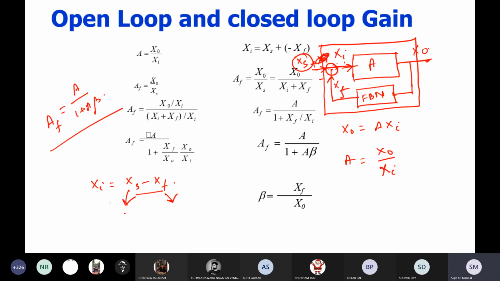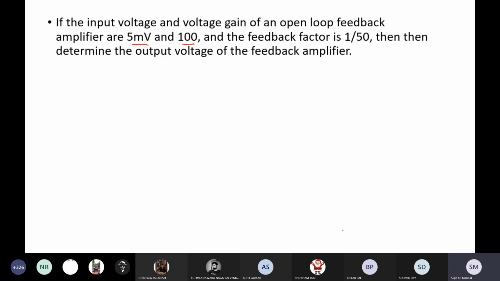So if it is decreased, then it is negative feedback. So we are considering here negative feedback. For positive feedback, it would be Xs plus Xf. That means we can write Xi as Xs plus or minus Xf. Either it can increase or decrease. Accordingly, we can write this. I am not going to solve this problem as it is a simple problem, and you can solve it by using the simple formula that I already told you.